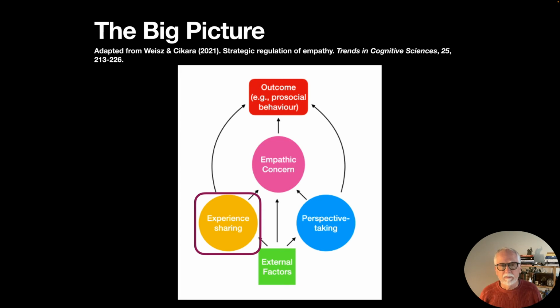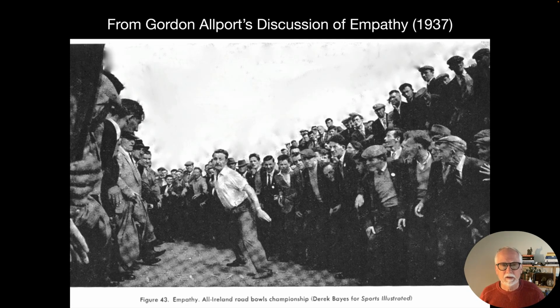Gordon Allport, one of our very first big social psychologists back in the 30s, wrote a really great textbook about social psychology. And in that textbook, he actually had a chapter on empathy. But he talked about empathy from this perspective of experience sharing. And he showed this picture here of this thing called the All Ireland Road Bowls Championship. What road bowls is, it sounds like what it is: you roll a ball down a road, out on a country road. And as you do this, you have all these fans that are watching along with them. And here's this big championship, and one of their star players who's actually going to roll the bowl.